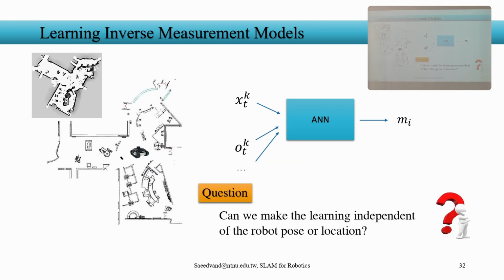So here, now we have some questions that say, okay, can we make the learning independent of the robot pose or location? Here I said that the pose comes as input to the learning, to the neural network. Can we remove it as input, do you think, and still do the same job?